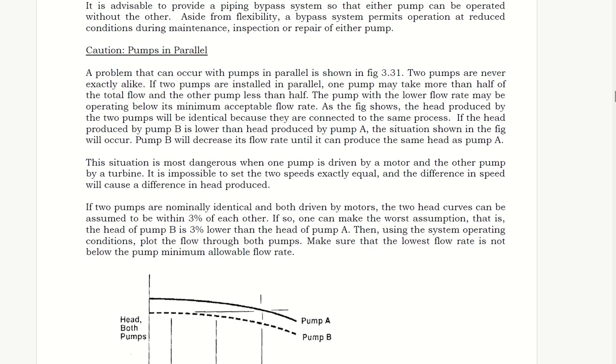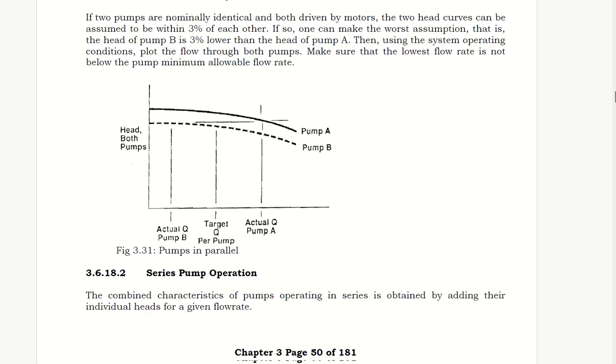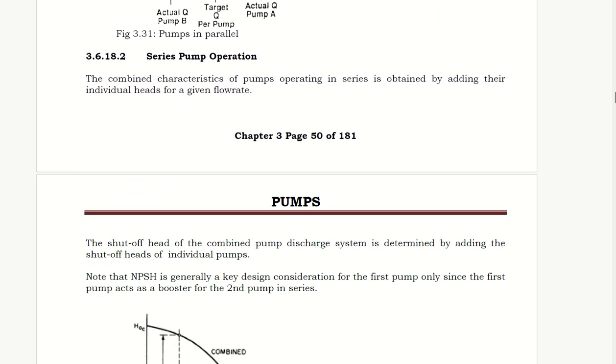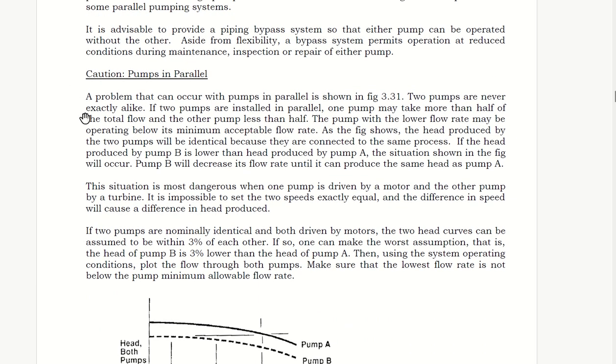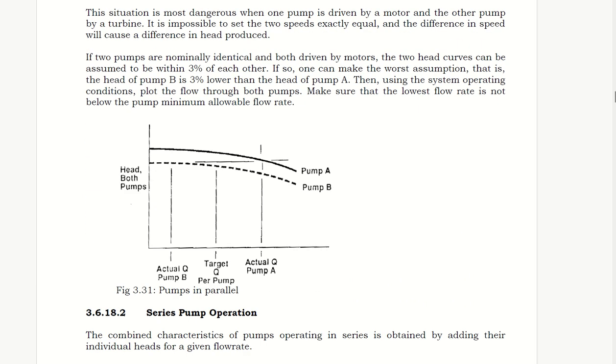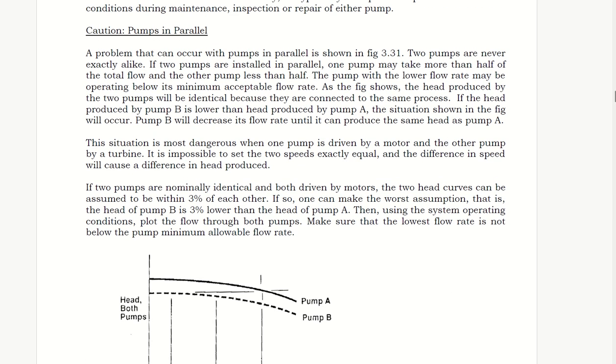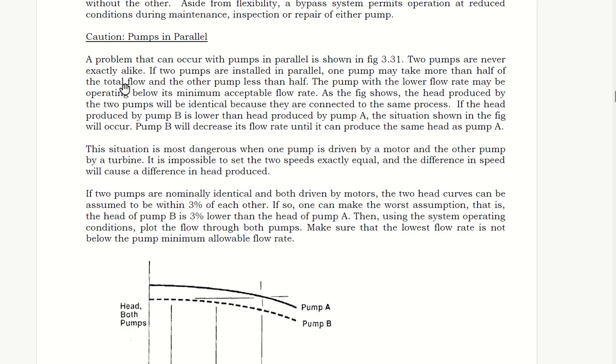There is a caution which talks about pumps in parallel operation, and we will read through this one, and then we'll come to the series pump operation. So what it says is that a problem that occurs with pumps in parallel is shown in figure 3.3. You can see pump A and pump B are there, and it says that two pumps are never exactly alike. If two pumps are installed in parallel, one pump may take more than half of the total flow and the other pump less than half. This is one of the cautions when you operate pumps in parallel.